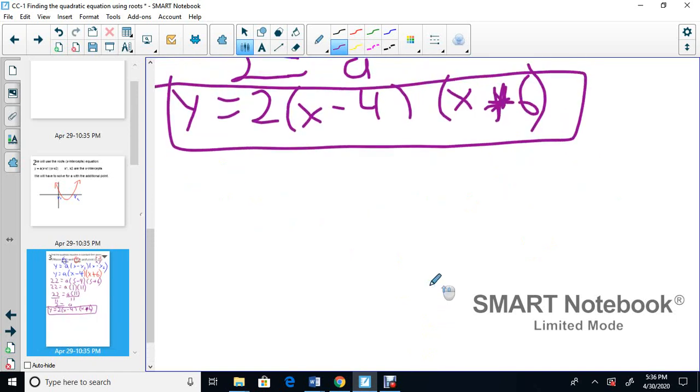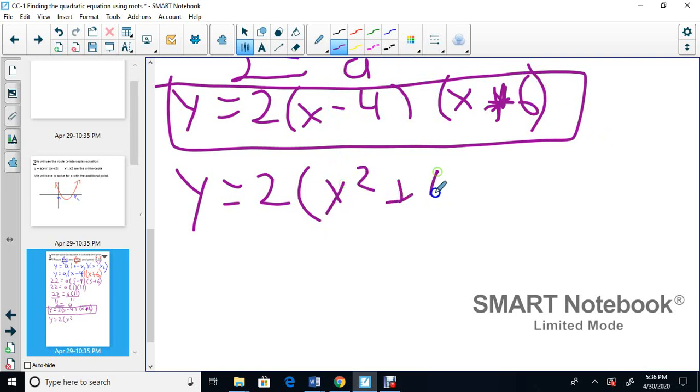What are we going to do? We're going to multiply things out here. So we're going to put 2. I'm going to go x times x and x times 6. So you get x squared plus 6x. And then we'll do minus 4 times x. You get minus 4x. And then you do minus 4 times 6, you get minus 24. Okay, now we're going to keep going.